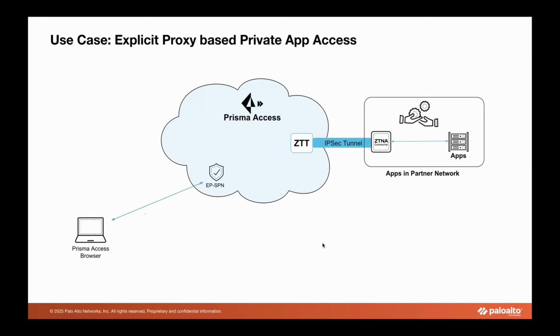The other important use case, as I was mentioning before, is Prisma Access Browser, where you can use Prisma Access Browser to connect to your explicit proxy security processing node. You just have to enable explicit proxy on Prisma Access, and that gives you access to ZTNA connector-based private apps. And you can use the Prisma Access Browser to secure your browser and get those browser security capabilities, which will additionally enhance security for accessing those private apps.